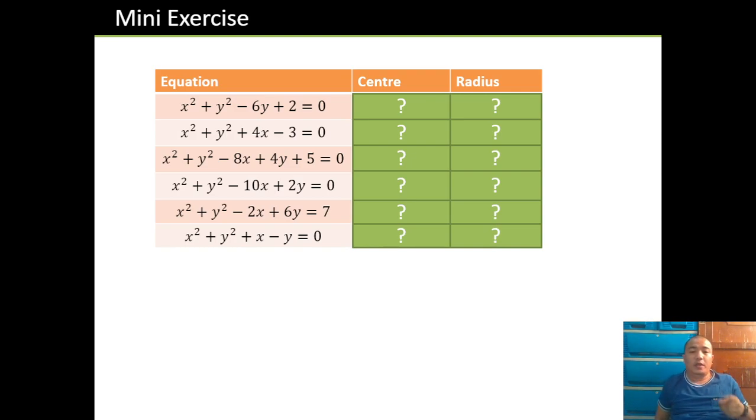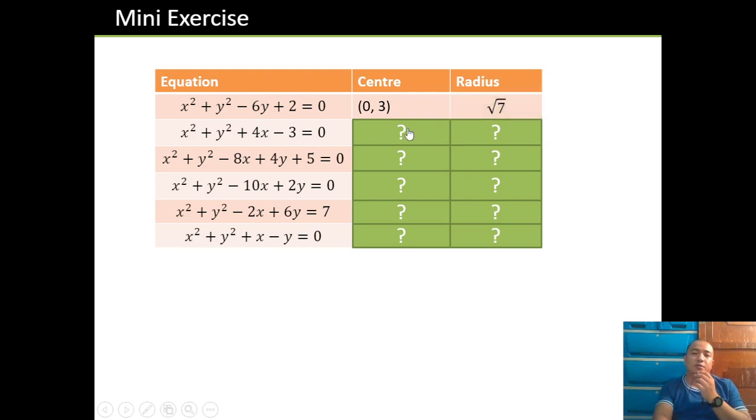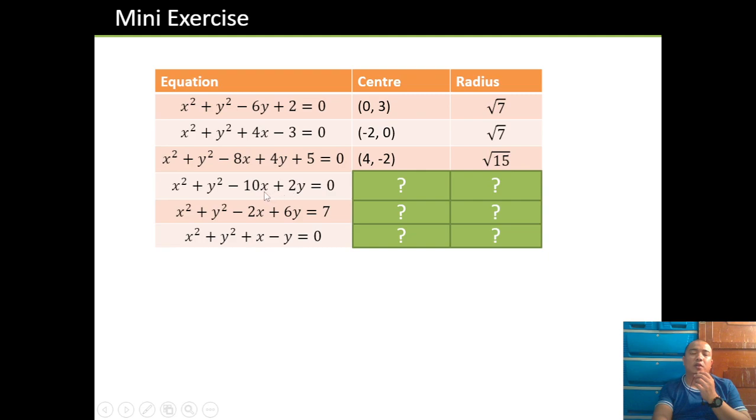Okay, let's have a mini exercise here. Find the center using the formula or completing the square. I'll just give the answers. (0, 3), radius square root of 7. (Negative 2, 0), radius square root of 7. How about this? I know the center, (4, negative 2), radius square root of 15. This one, (5, negative 1), radius square root of 26.